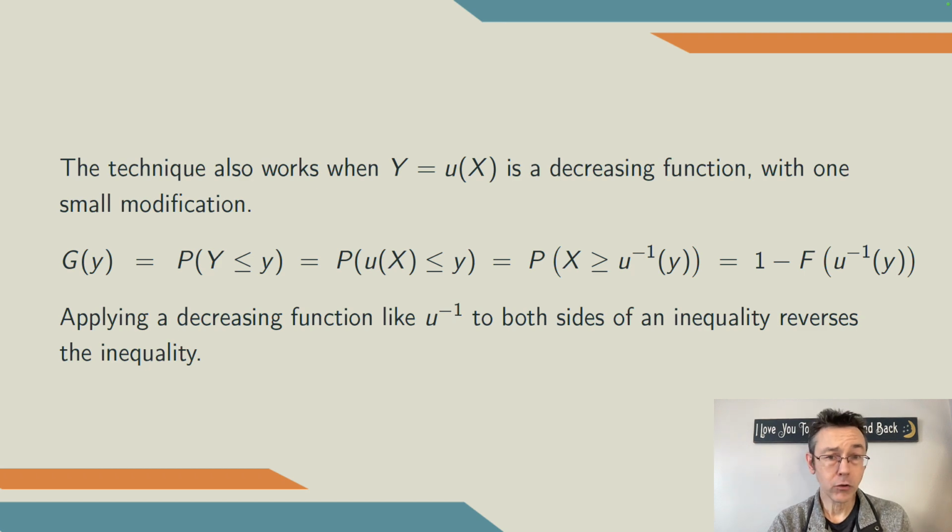When you apply an increasing function to both sides of an inequality, the sense of the inequality stays the same. When you apply a decreasing function, it flips. So the probability that x is greater than or equal to u inverse of y is 1 minus the probability that x is less than u inverse of y. So 1 minus big F of u inverse of y.